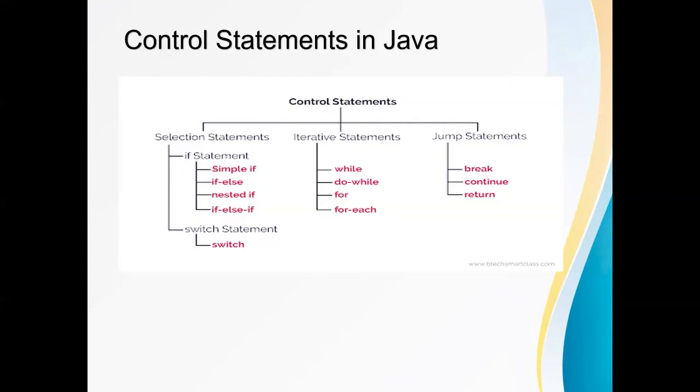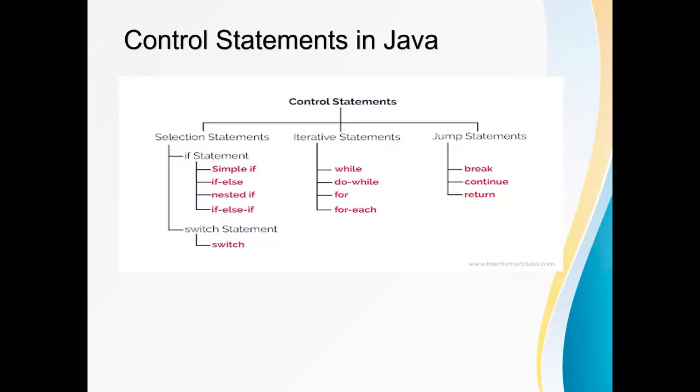In do while, what will happen? First the statement, then the condition. That is do while. If the condition fails, the while loop will not execute. But in do while, even if the condition fails, the loop will run one time. So that is do while.